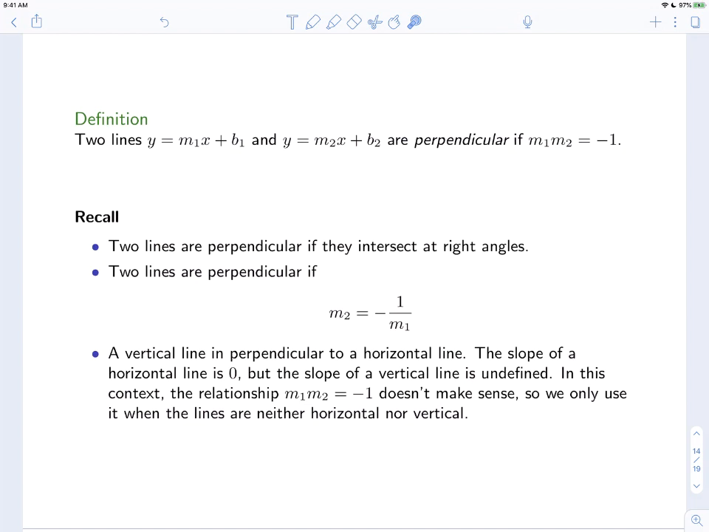Now again, this only makes sense as long as neither of these lines are vertical. A vertical line is perpendicular to a horizontal line. The slope of a horizontal line is 0, but the slope of a vertical line is undefined. So in this context, the relationship m1 times m2 equals -1 doesn't make sense. So we only use it when the lines are neither horizontal nor vertical. Two lines which are neither horizontal nor vertical are perpendicular if they satisfy this relationship.